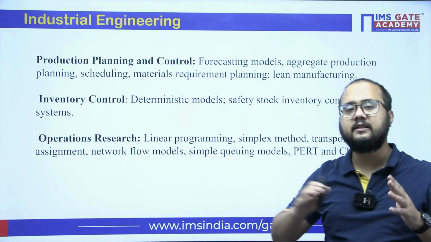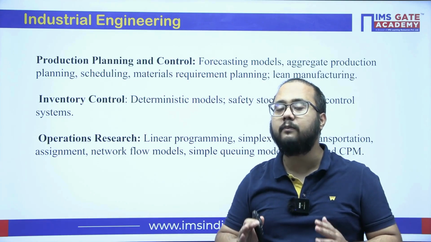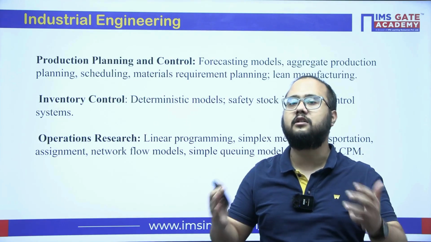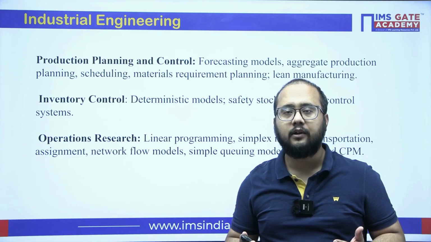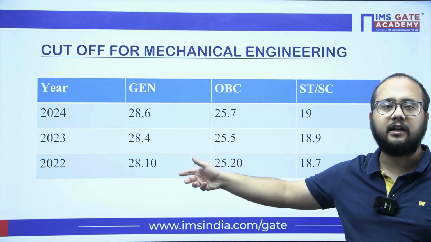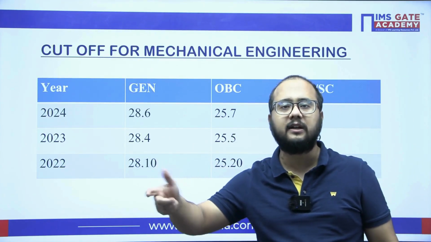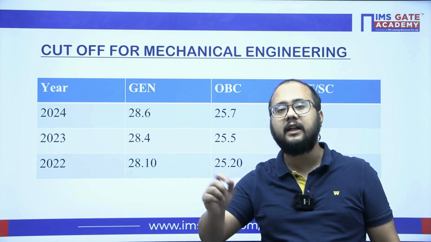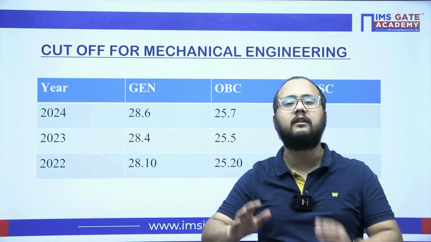Now if you see the syllabus, it is definitely huge and you will be wondering what is the cutoff of mechanical engineering. Okay, so if I talk about the cutoff here, you can see for the last 3 years the cutoff is 28 and it will vary from 28 to 30 marks. Now to get this 28 or 30 marks out of 100, it is not that difficult.